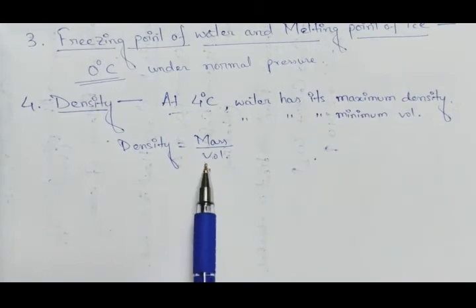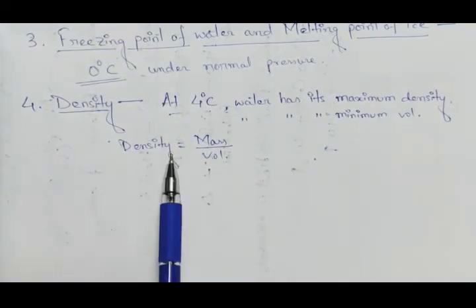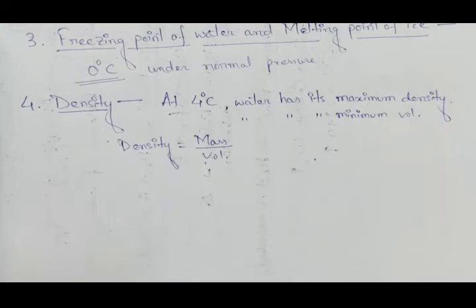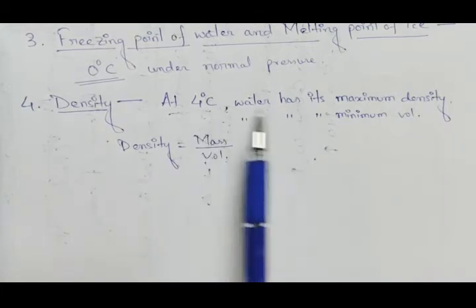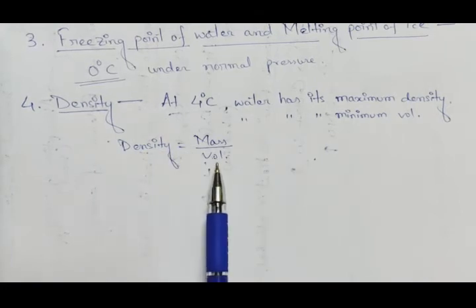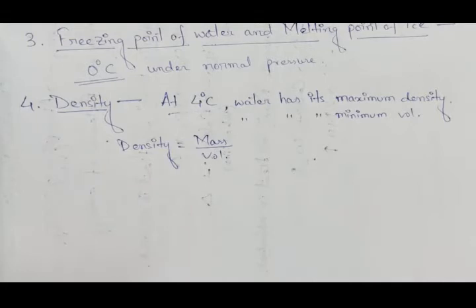Right. So if volume decreases, density will increase, and if volume increases, density will decrease. So at 4 degrees Celsius, water has the maximum density, which means it has the minimum volume. Clear? This is the reason why ice floats on water, because ice is at 0 degrees Celsius, which is beyond 4 degrees Celsius. So in that case, its volume is maximum. Okay, it has the greater volume.